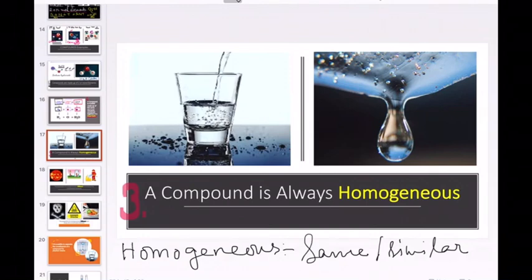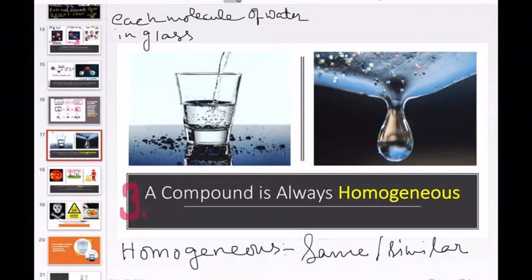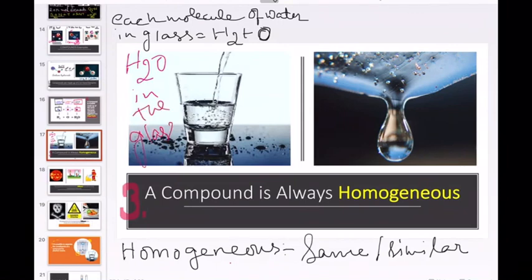Now you see, students, when you take a glass of water, each molecule of water in the glass is made up of 2 atoms of hydrogen and 1 atom of oxygen. Then only we get H2O in the glass, right?